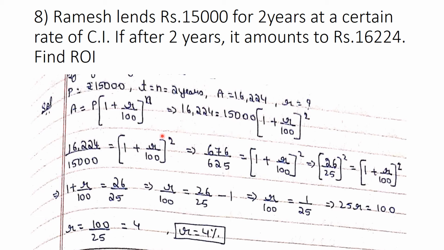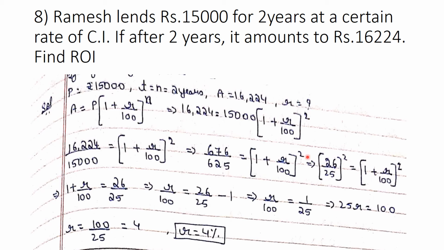So 16,224 divided by 15,000, you divide, you will get 676 divided by 625 is equal to 1 plus r by 100 the whole square. So 676 and 625, when brought to the shortest form, will become 26 divided by 25 to the whole square is equal to 1 plus r by 100. So that is 26 square is 676.